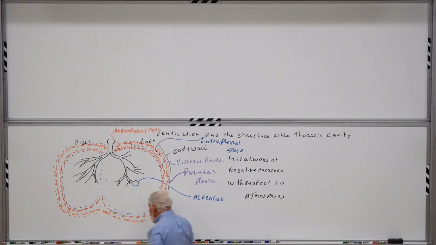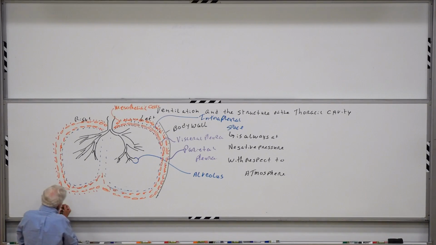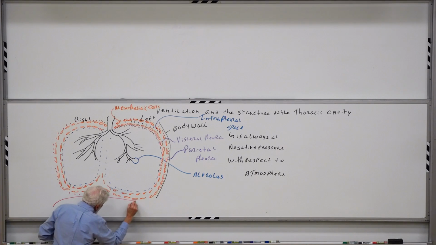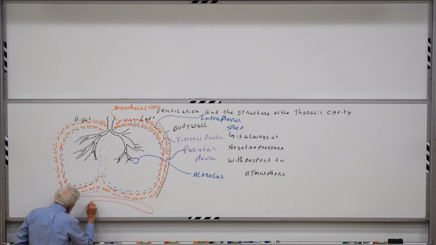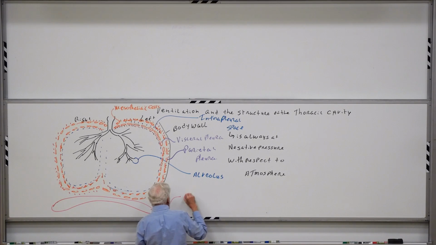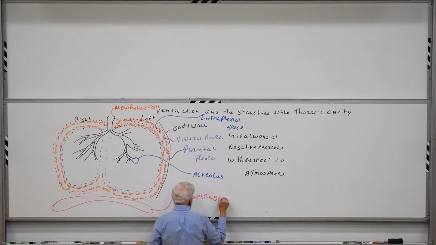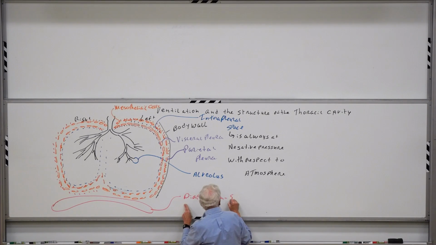Well, the next character in this story is located down here. What I'm trying to show with this is this red structure is meant to be the diaphragm. The diaphragm is skeletal muscle.